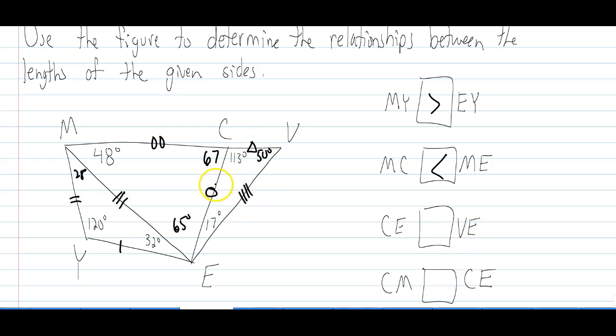So I'm comparing segment CE to VE. VE is obviously larger. And the last one, comparing segments CM to CE. In that diagram, CM is greater than CE because this is opposite the 65 degrees, whereas that one's only opposite the 48 degrees.